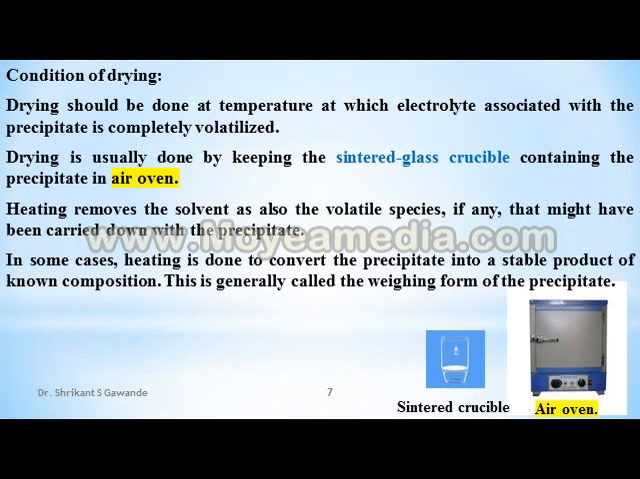In some cases, heating is done to convert the precipitate into a stable product of known composition. This is generally called the weighing form of the precipitate.